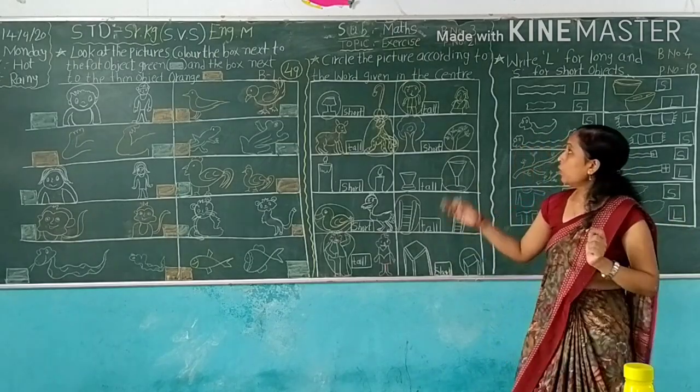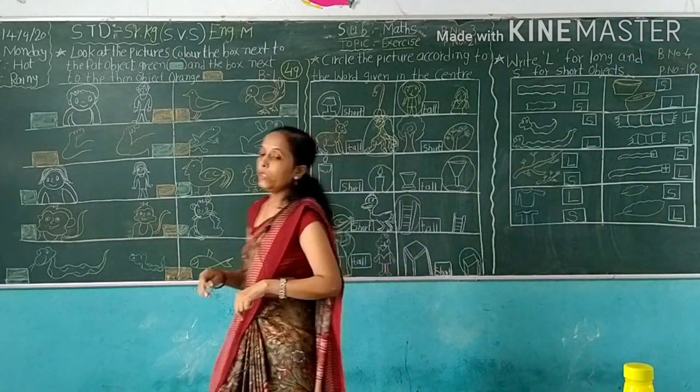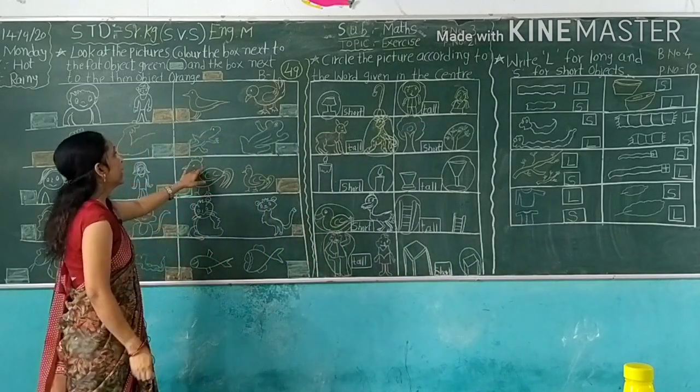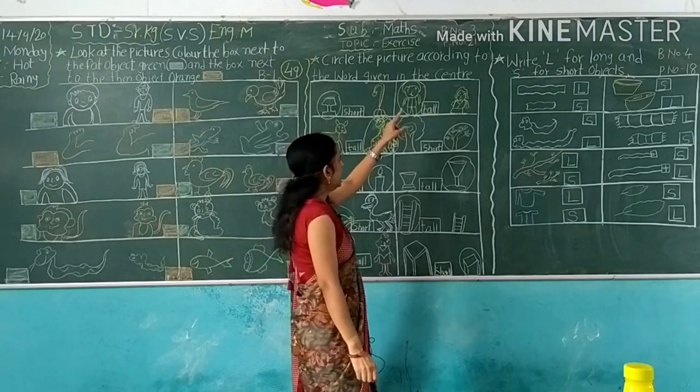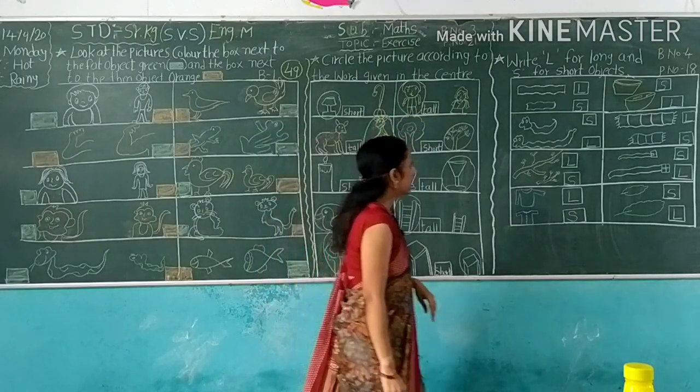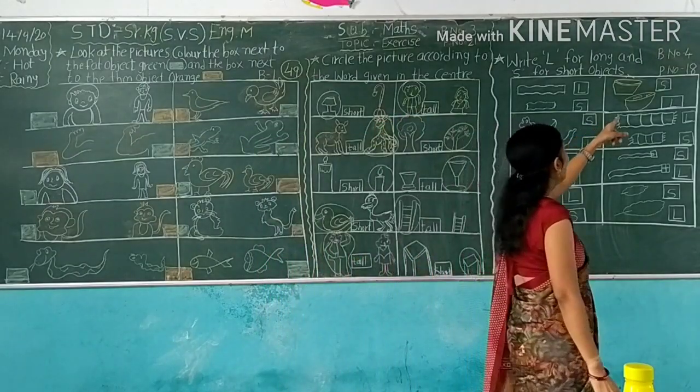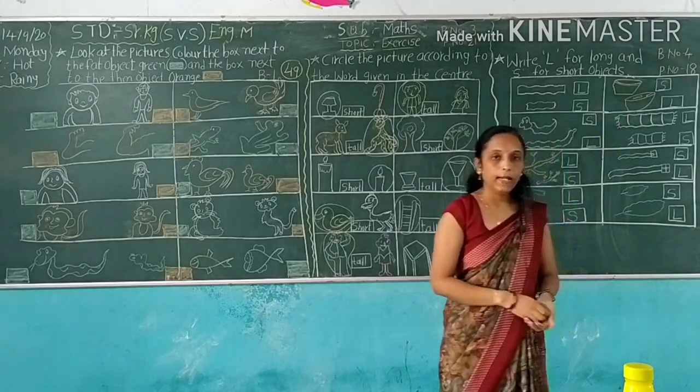So student, look here. Write in your book number 1 and page number 49. Write in your book number 3 and page number 21. And write in your book number 4 and page number 18.